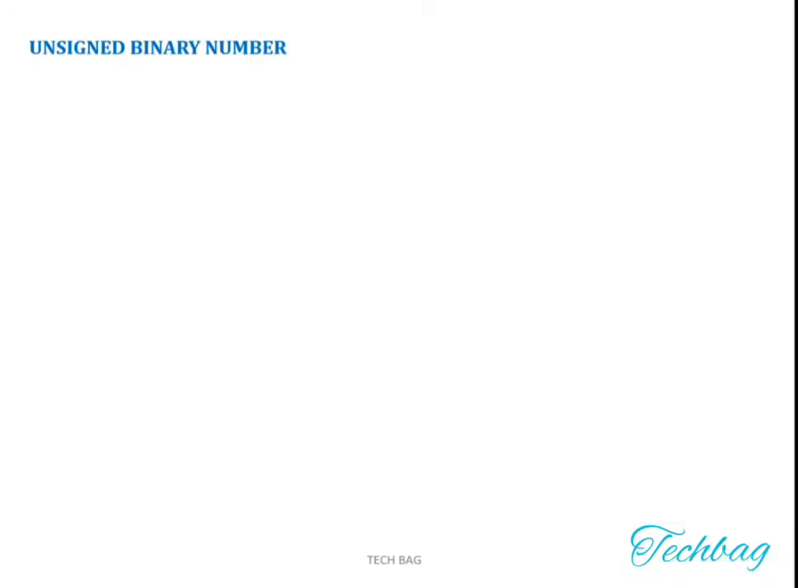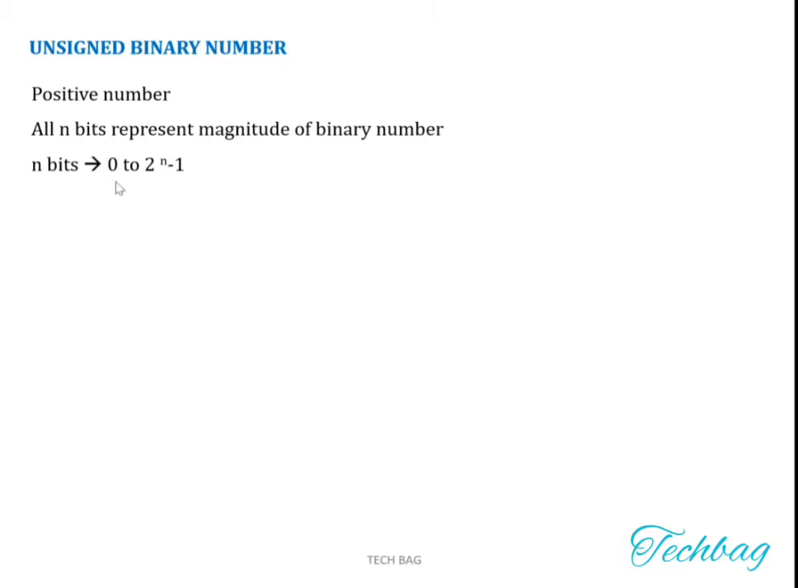First one, unsigned binary number representation. Here all the numbers are considered as positive ones. No negative number is represented in unsigned binary number. If your number has n bits, then all the n bits are used to represent the magnitude of that number. So the range of numbers represented in unsigned binary number, if the number of bits is n, is 0 to 2 power n minus 1. For example, if there are 3 bits, using these 3 bits, you can represent 0 to 7. That is 2 power 3 is 8, 8 minus 1 is 7. So you can represent 0 to 7 using these 3 bits.